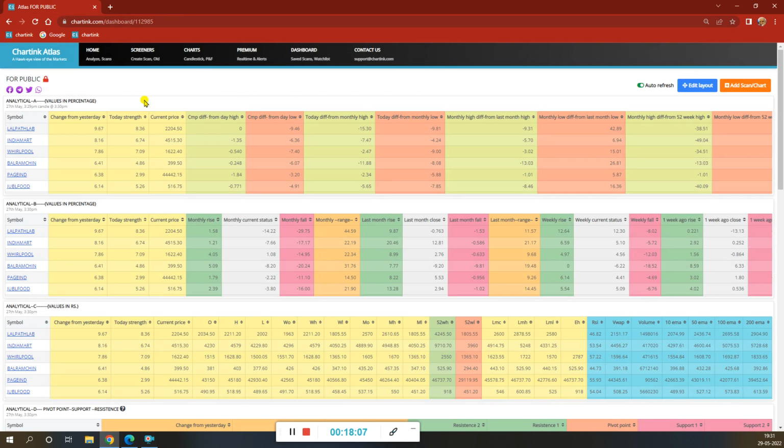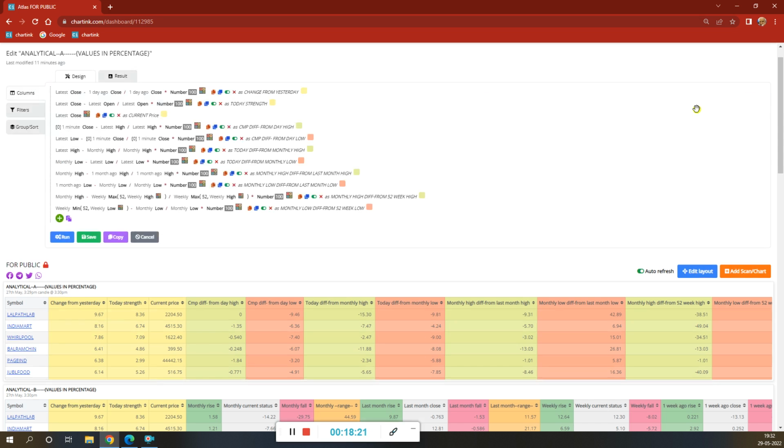So these were the few small things which I needed to tell you. Now in the first section of analytical A, values in percentage, what I have added actually. So when you will copy it in your dashboard, and when you will click on this edit option, you will find these formulas.